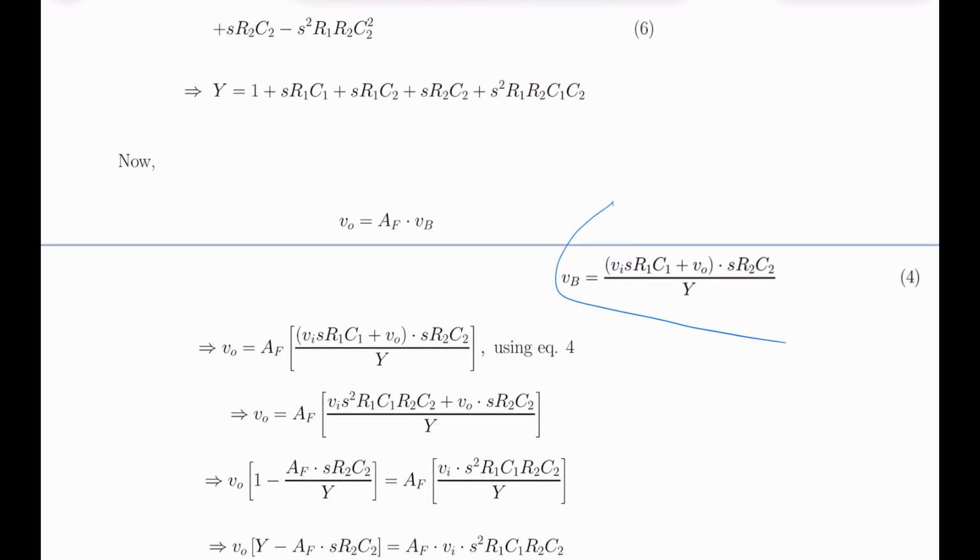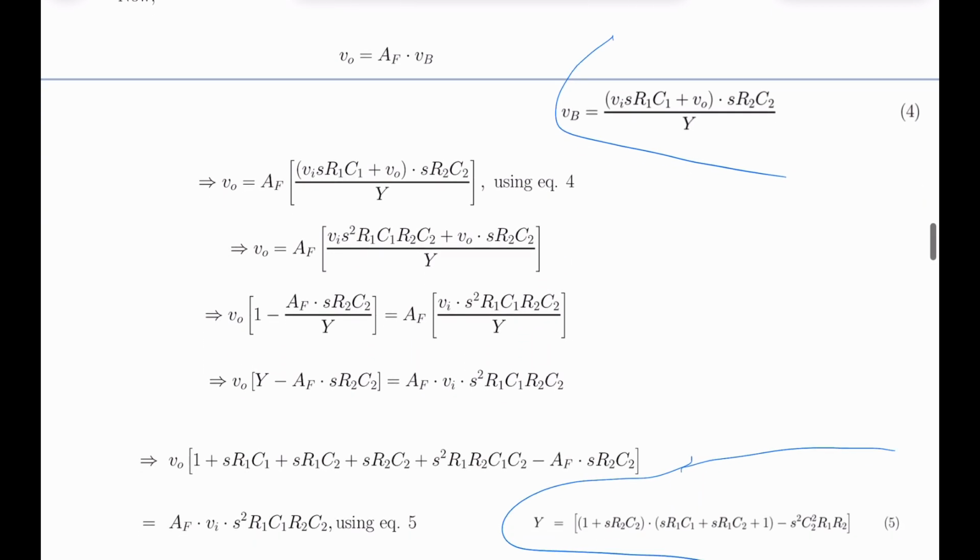Okay, so this is AF. What is the value of VB? Put it from equation 4. I have copied the value of VB here. So put the value of VB here using equation 4 and go on solving it. This gives you this value.